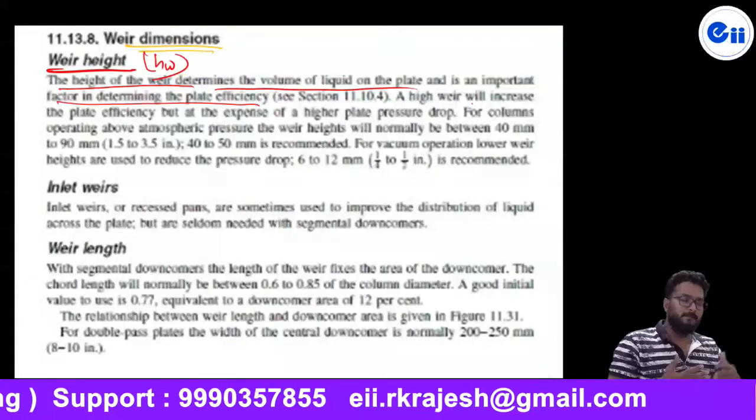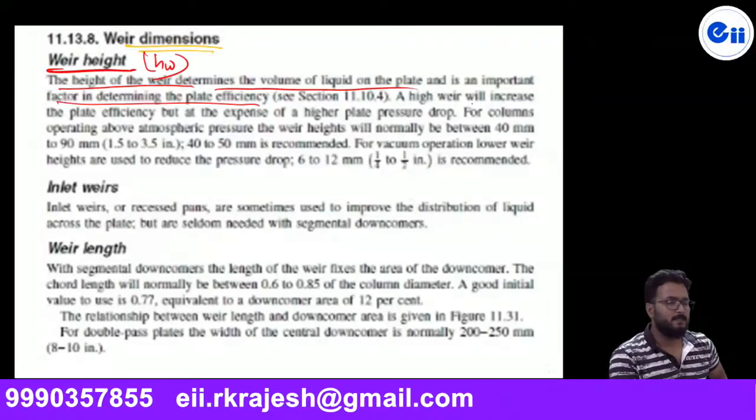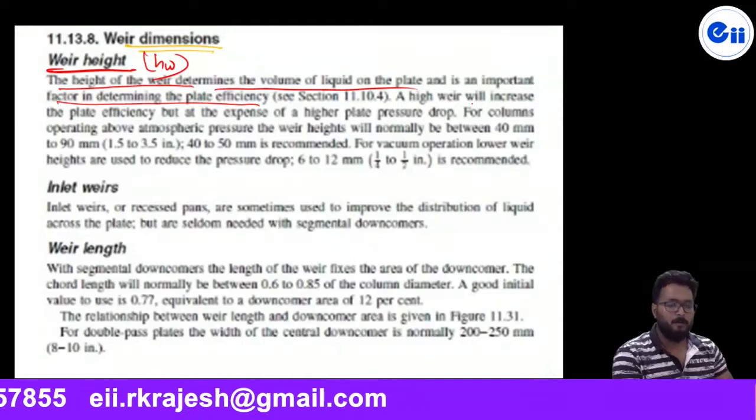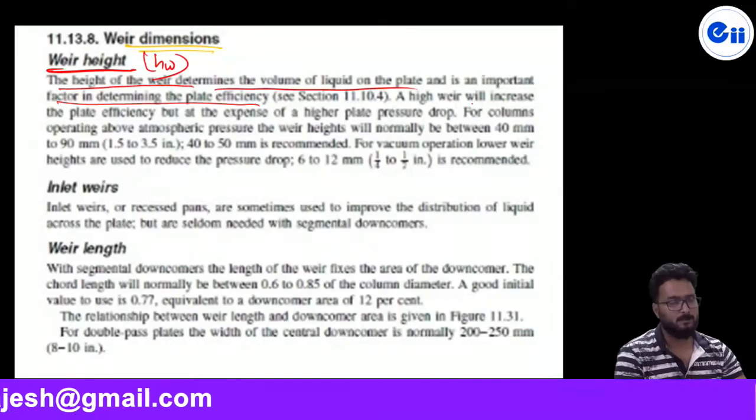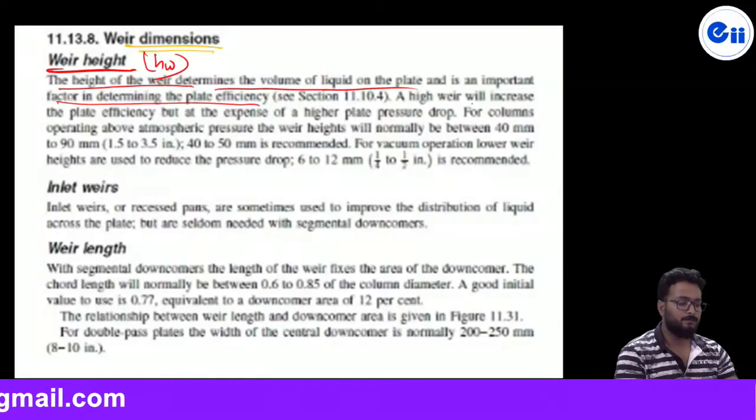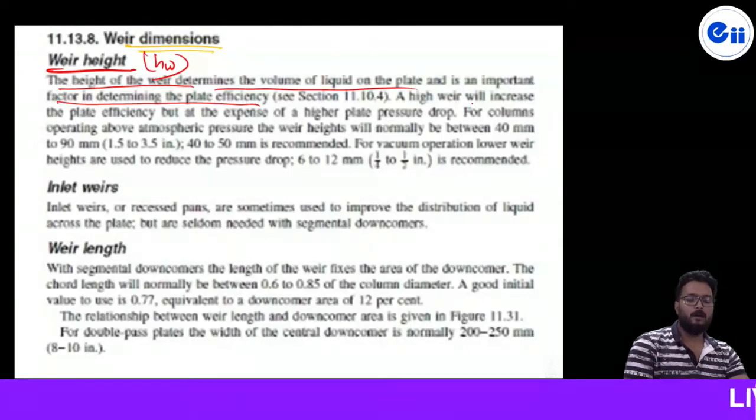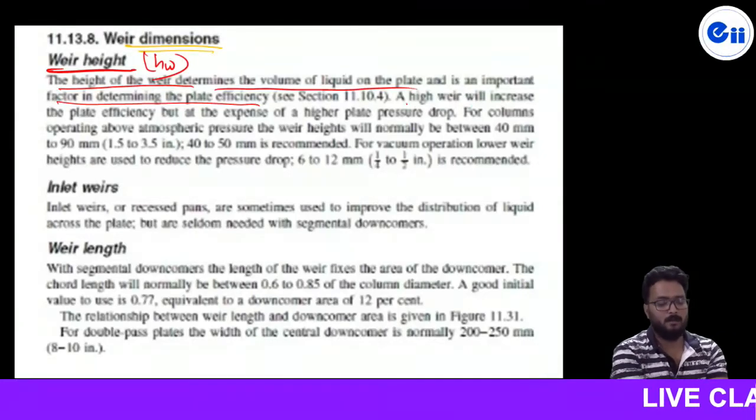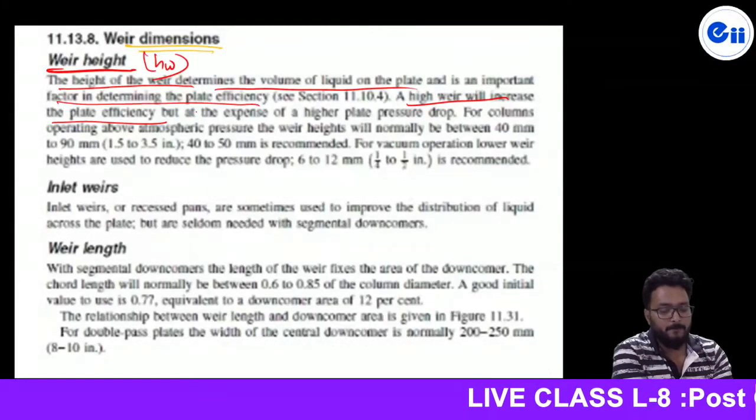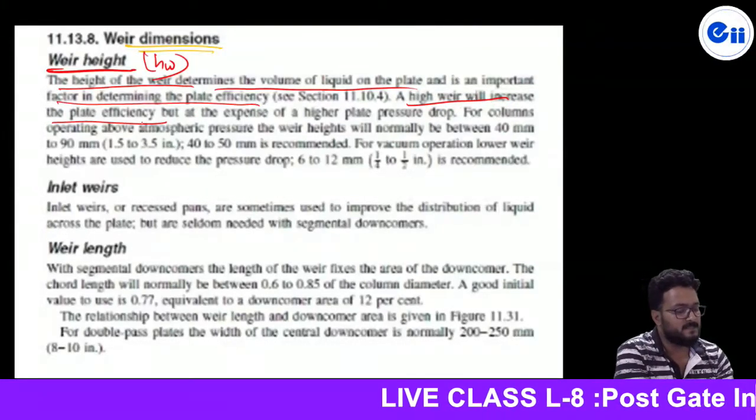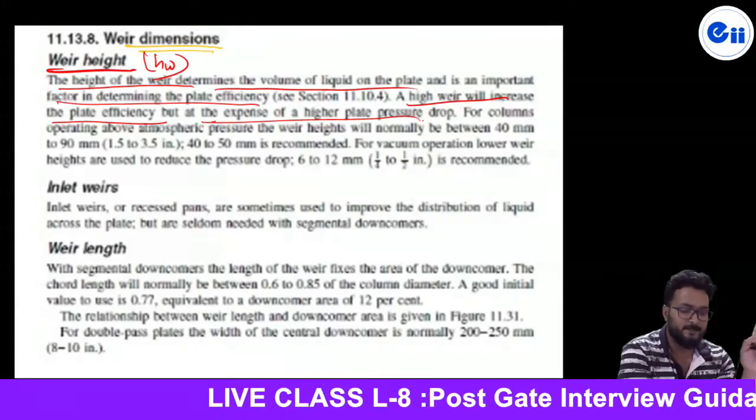Okay. But if anyone asks you how the weir height will increase the efficiency, then you can say if the weir height increases, then the volume of liquid hold on the stage will increase, and that will obviously increase the residence time, and that's why the efficiency will be good. Okay. Now, so a high weir will increase the plate efficiency. As I told you, a high weir height will increase the efficiency, but at the expense of higher pressure drop. As I told you earlier, everything is very simple.